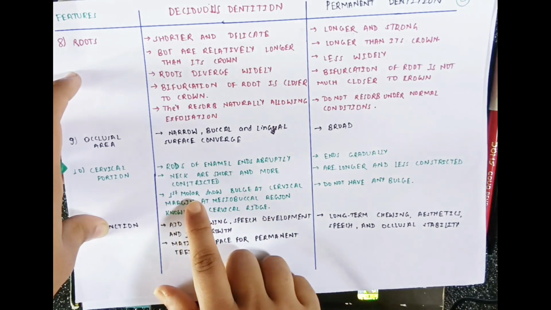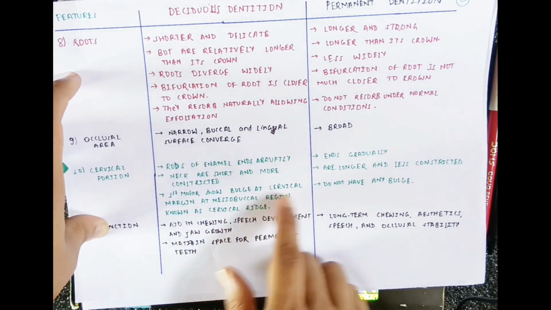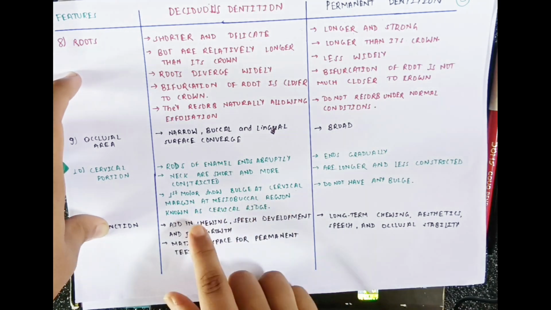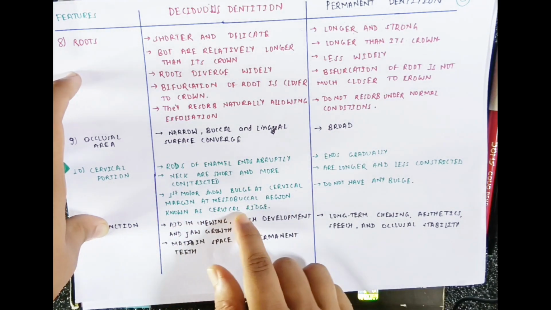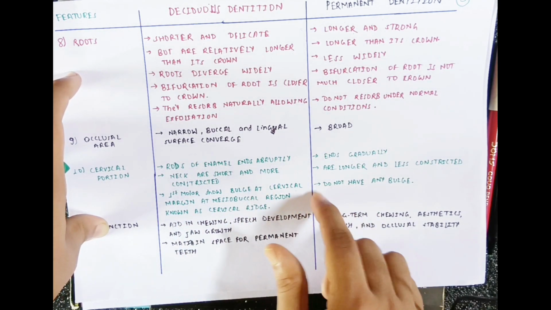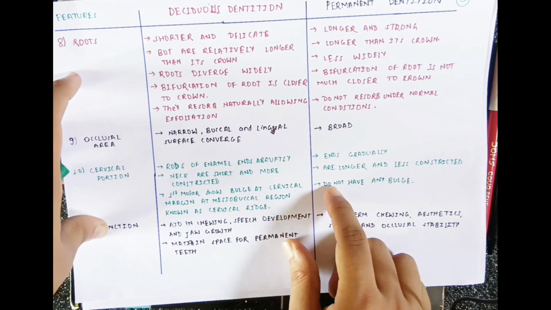So in the first molar there is a bulge at the cervical margin in the mesobuccal region, which we call the cervical ridge, but no kind of bulge is present in the permanent dentition.